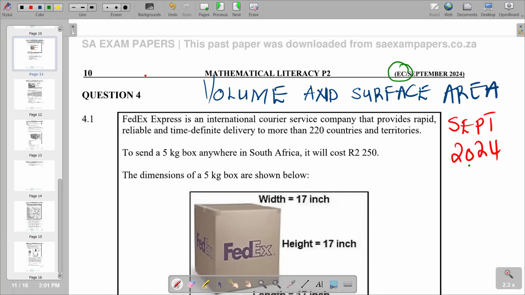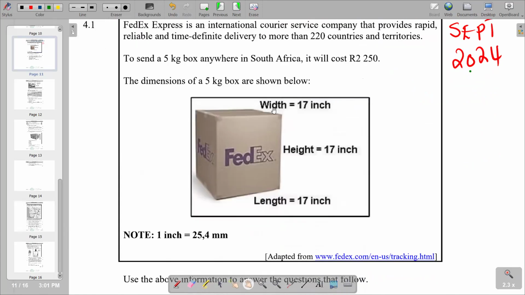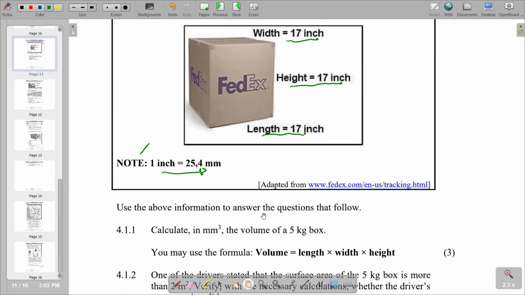So you're given the dimensions of a 5 kg box: the width is 17 inches, the height 17 inches, and the length 17 inches. We have the same measurement on all sides, meaning we can refer to this shape as a cube. We are also given a note that 1 inch is equal to 25.4 millimeters. This equivalence between inches and millimeters is very important. We are told to use the above information to answer the questions that follow.